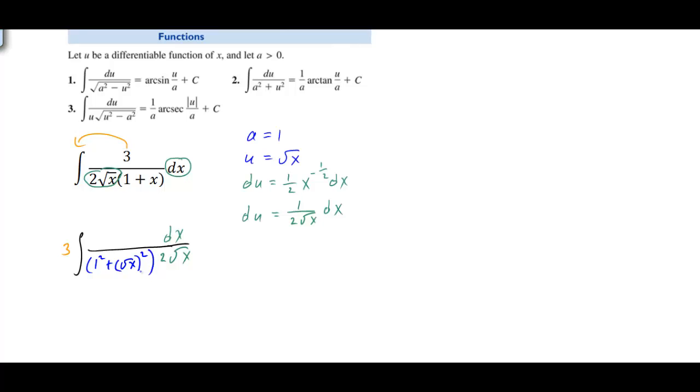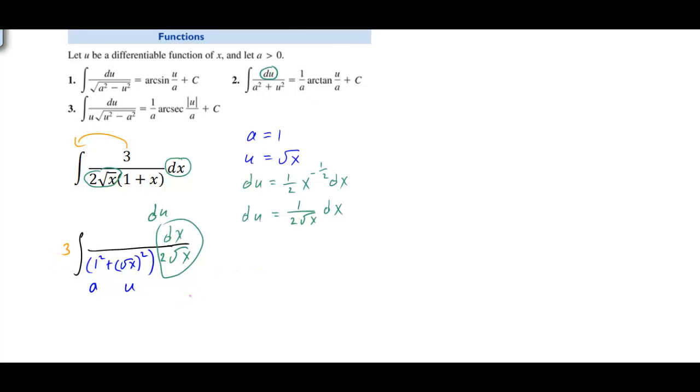And now do we have our formula? Well, we could think of this here. We have our du, dx over 2 square root of x, that's our du. So all of this is our du over a squared plus u squared. Well, we have a squared plus u squared. So it looks like we have our formula, so then we can plug in.